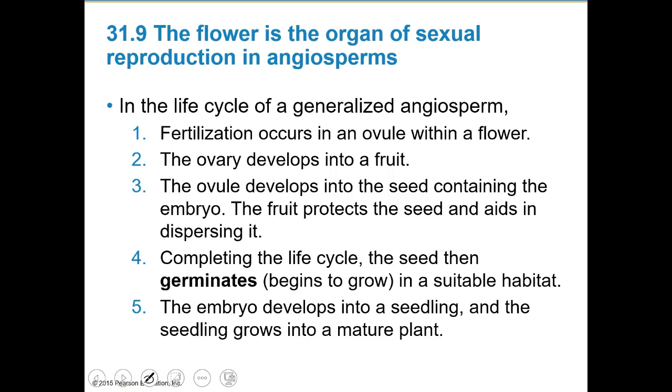So in the life cycle of a generalized angiosperm, and that's really what we're going to go with, fertilization occurs with an ovule, or in an ovule within the flower. The ovary will develop into the fruit. It's a key point. The ovule will develop into seeds containing the embryo. The fruit protects the seeds and aids in dispersing it. Completing the life cycle, the seed will then germinate or begin to grow in a suitable habitat. The embryo develops into a seedling, which eventually makes a mature plant.